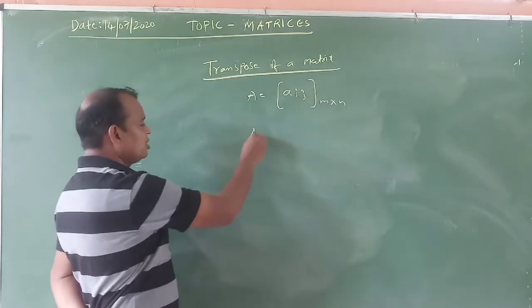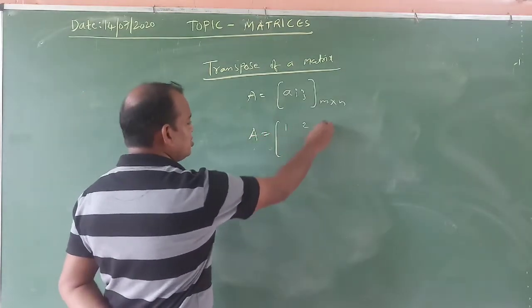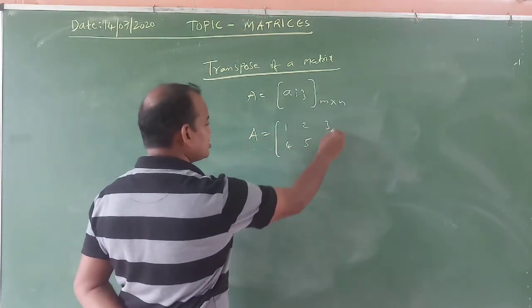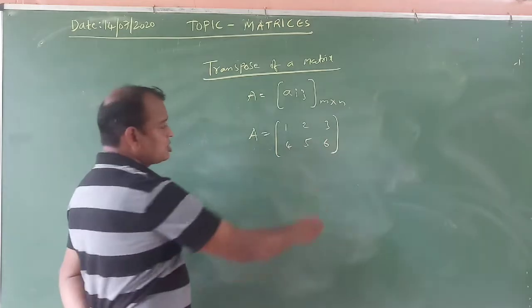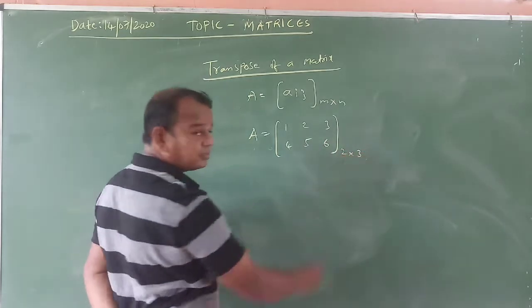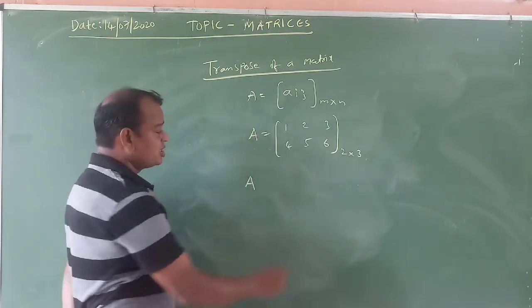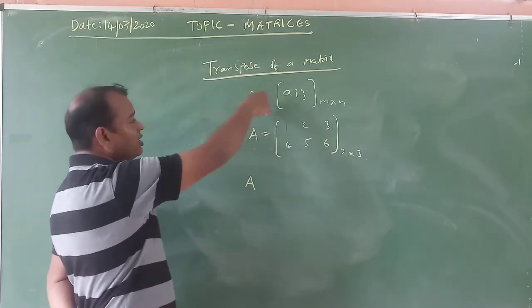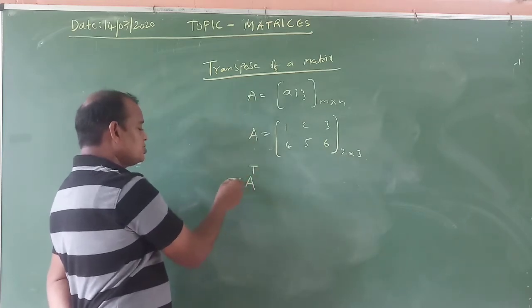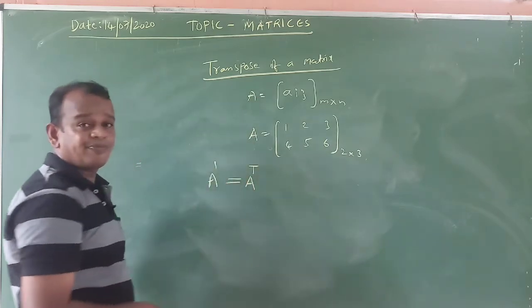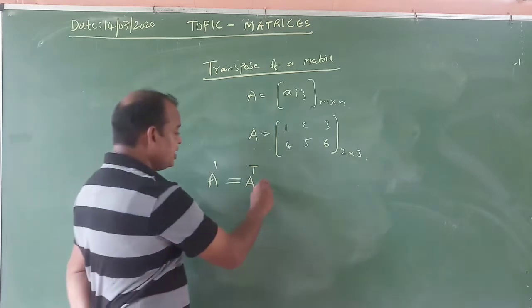Now take an example. A is equal to, suppose, 1 2 3 in the first row and 4 5 6 in the second row, of order 2 by 3. The transpose of the matrix means interchanging the rows and columns. The transpose of the matrix A is denoted by A transpose or A dash.